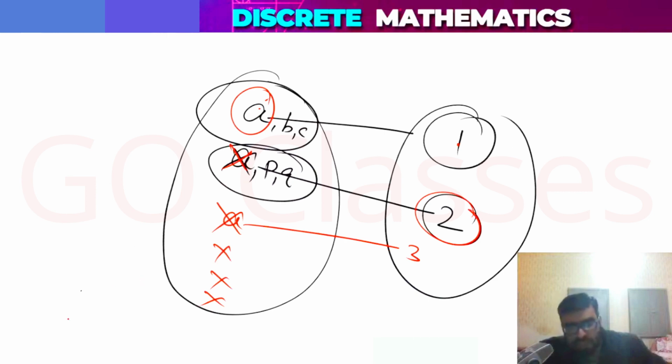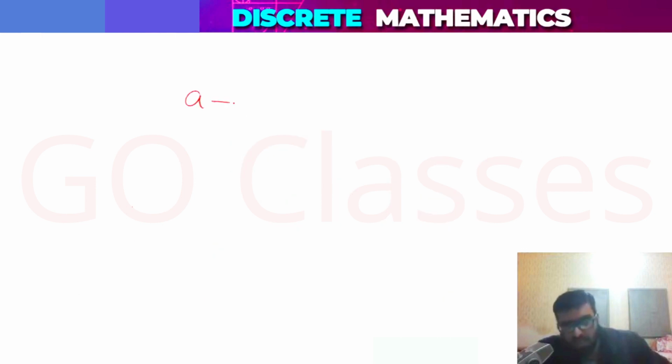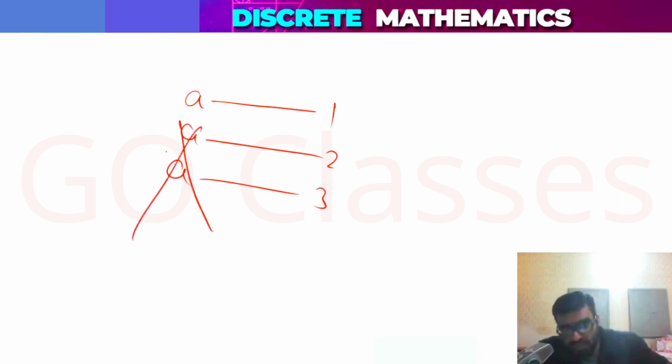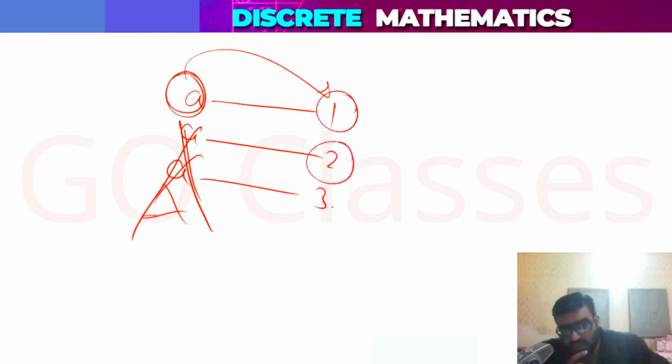The point is this: let's assume I defined a rule, and due to my rule some element is being mapped to more than one element, this A is getting mapped to more than one element. Then I will remove this A from here, and this A only I will assign to 1. Now if I do this, then still to every natural number only a finite number of elements are assigned to that natural number.